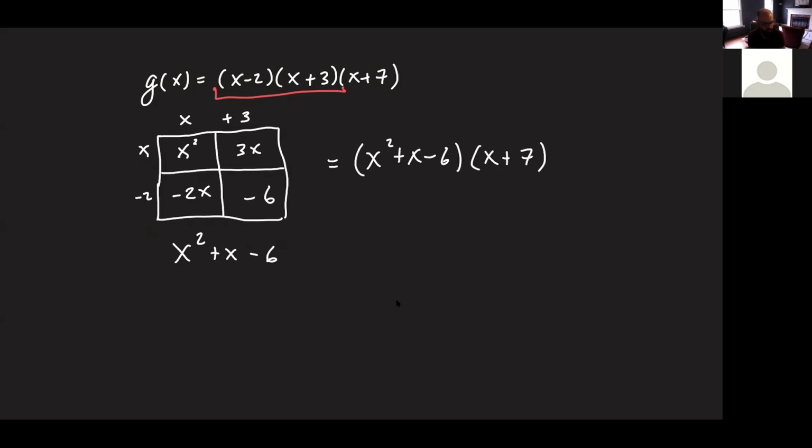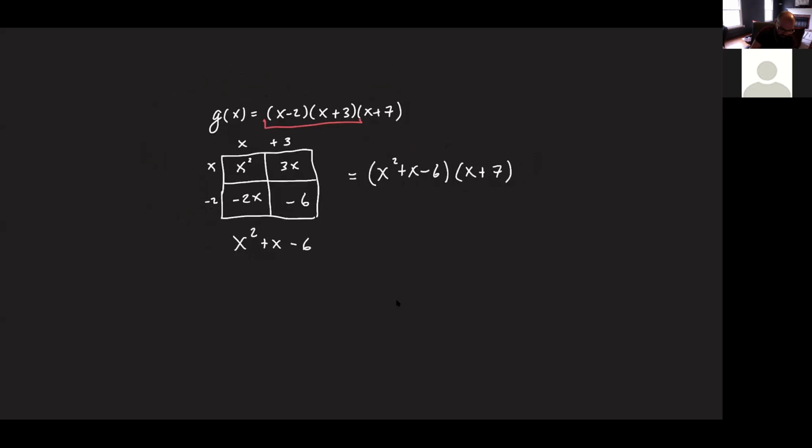Looking at this model now, FOIL no longer really helps me, because I have this new middle term here. FOIL doesn't generalize. Our first terms, our last terms, we don't have anything for this term. So what we're going to do is I want you to think about this as another area model.